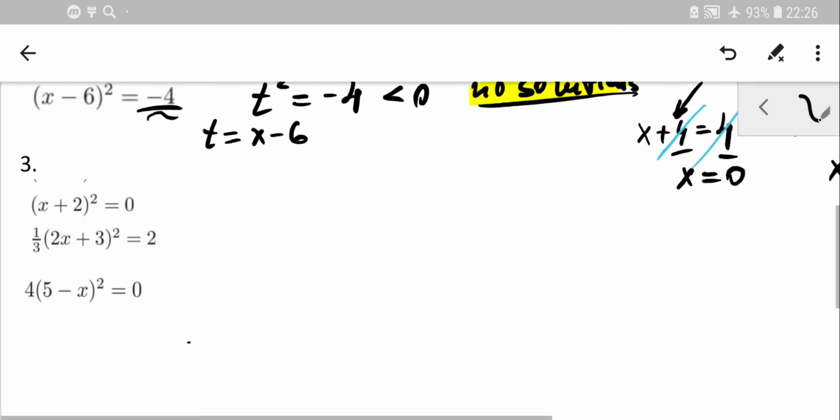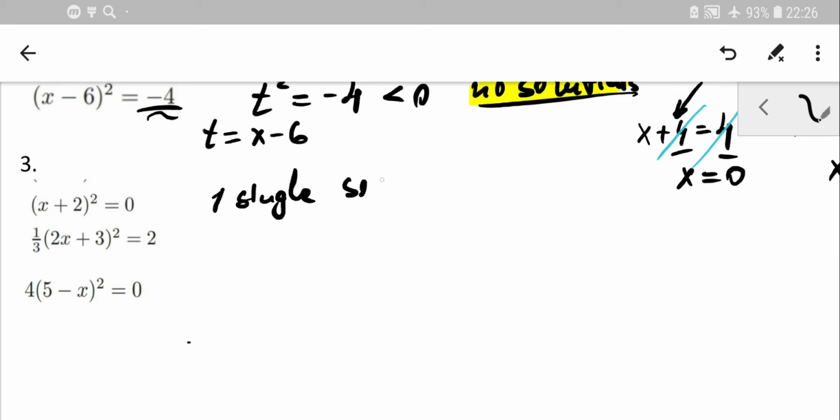Okay, let's move to the third one. x plus 2 squared equals 0. So k is 0. We know that's just one single solution. Alright, we have x plus 2. In this case, I don't want to change to t. I simply say that x plus 2 should be 0.